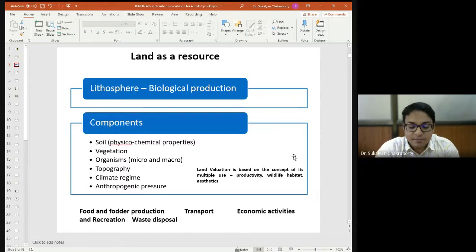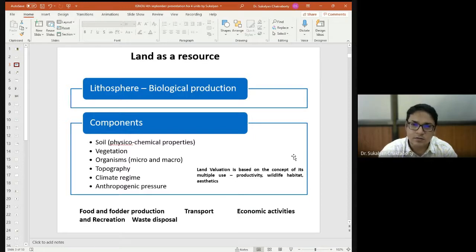Now, if I see some technical details about the land as a resource, it is the part of the lithosphere. Lithosphere is the solid part of the earth, which you know is composed of the crust, the mantle, the core. Okay, so this is the solid part, that is the lithosphere. And this is the region where plants are growing. So this is the zone of biological production.